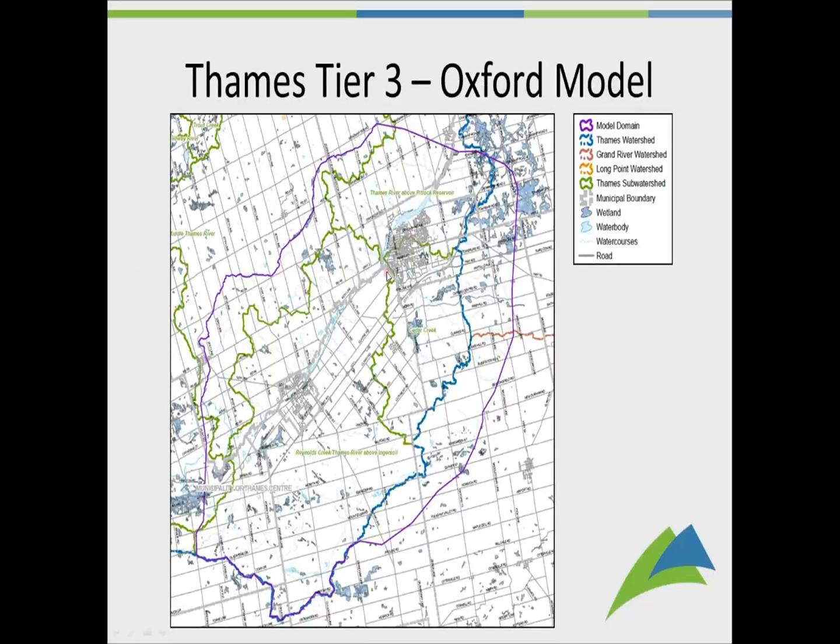So this map shows the southern area of the Upper Thames watershed. The model domain is shown as a purple boundary. The Thames River is shown here as a light blue line, flowing from the northeast towards the southwest, towards London, which is in this direction. The communities of Woodstock, Beachville, and Ingersoll are along the river. And you can also see this blue line here, which represents the southeast boundary of the watershed. And we extended the model beyond the watershed because capture zones within Woodstock might go outside of that watershed boundary.